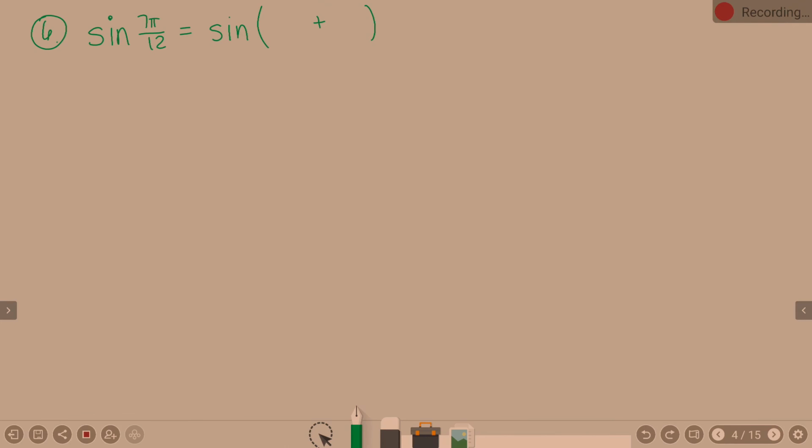So here's what I'm going to suggest you do. Make a chart on your notes that includes pi over 3, pi over 4, and pi over 6. Write down a list. What are these when they have a 12 in the denominator? Pi over 3 is how many twelfths? 4 pi over 12. Pi over 4 is how many twelfths? 3 pi over 12. You multiply by 3. Pi over 6 is 2 pi over 12.